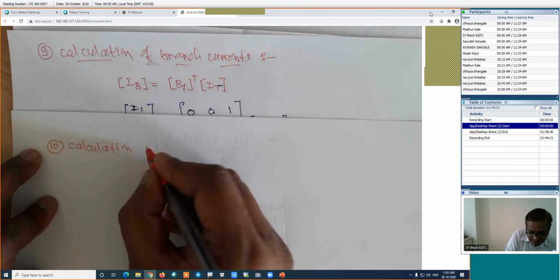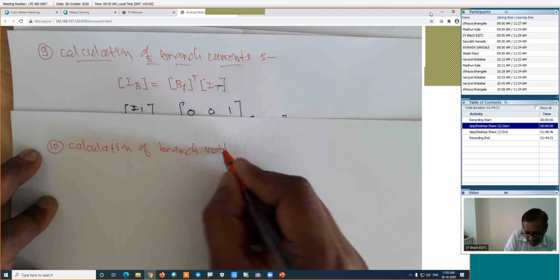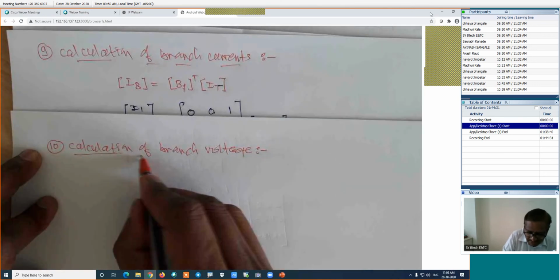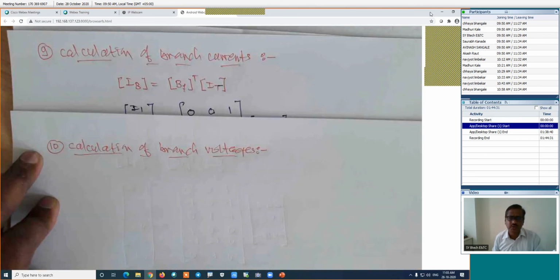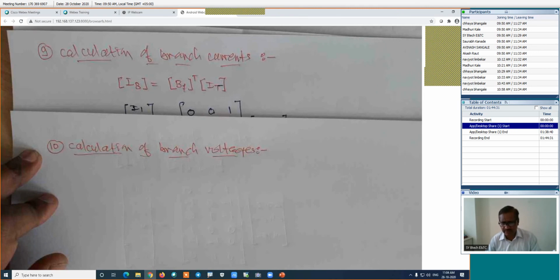Calculation of branch voltages. Here in this case, we are not interested in all the voltages. I am planning to find out the voltage across only the 6 ohm resistors. What is that formula? I will show the formula first.